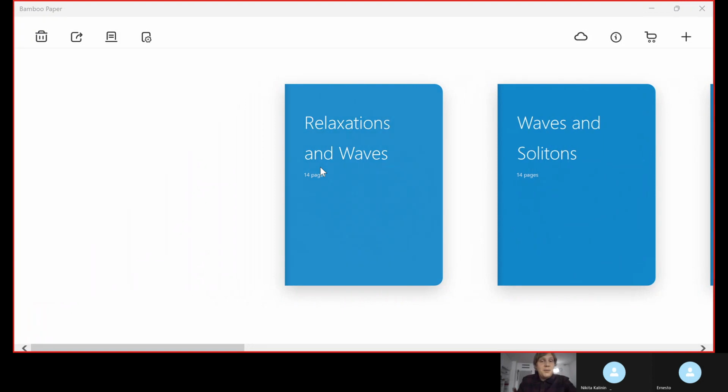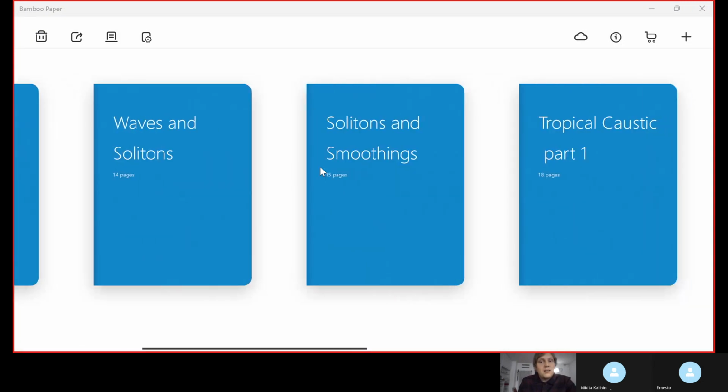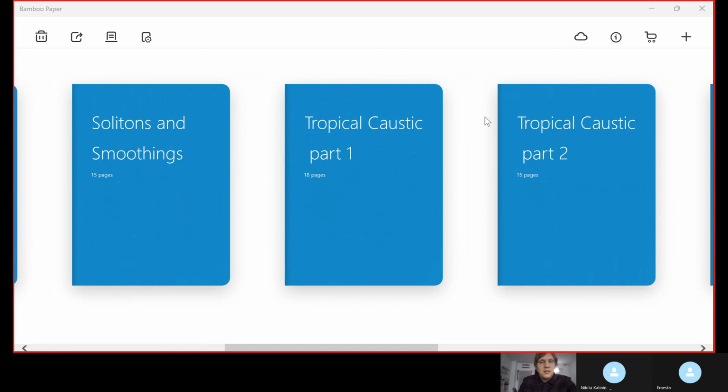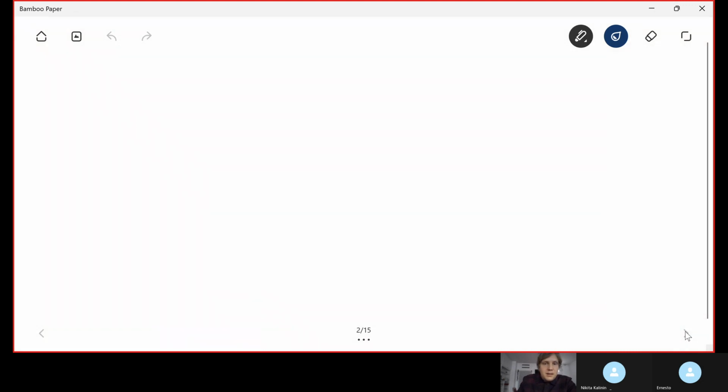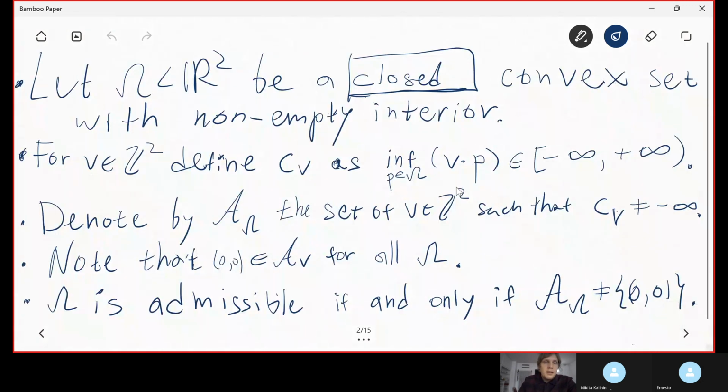So we continue with this sequence of talks. Last time we were speaking about tropical caustics in the unimodular case, and today we continue and we'll speak about tropical caustics in greater generality, namely for general admissible domains, and I'll tell a few words about the recipe for constructing the caustics in the non-unimodular polygonal case.